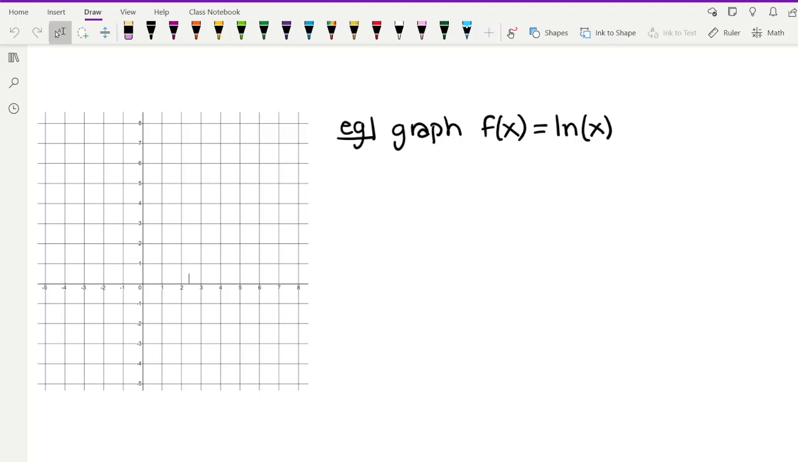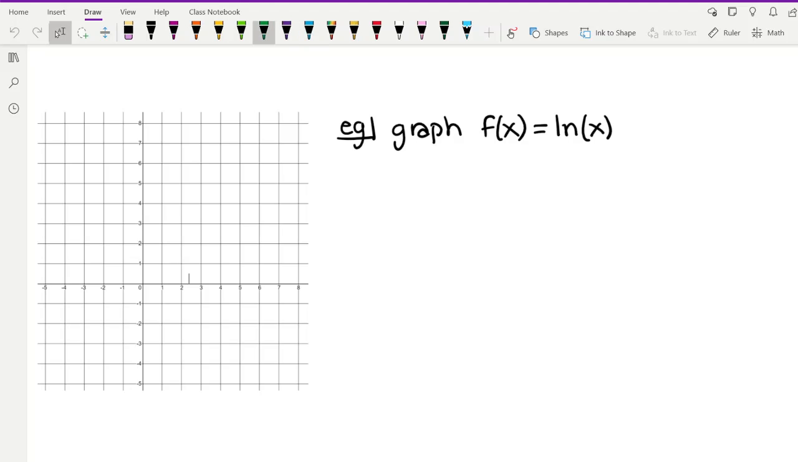Okay, so how do we go about sketching ln of x? So this is my advice in general for any logarithmic function. You could always make a table, that's one way to do it, but I think the easiest way to graph it is to start by sketching the graph of its inverse. Start by sketching the graph of the exponential function that is its inverse, and then you can just flip it over the line y is equal to x to get the logarithmic function.